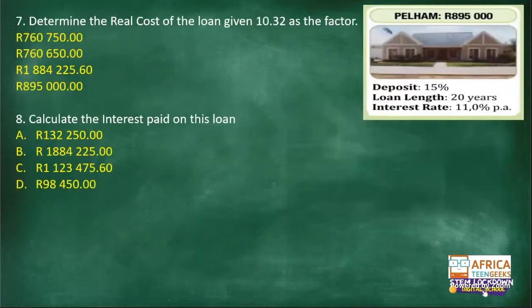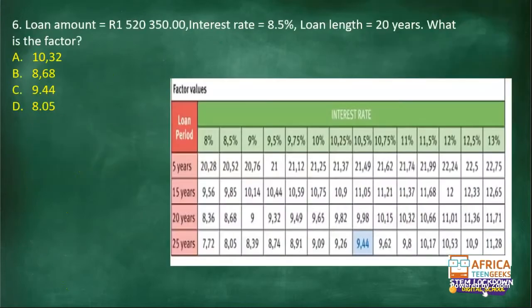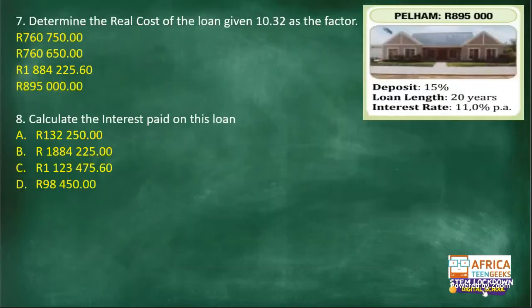All right. Now determine the real cost of the loan, that is, given the 10,32 as a factor. Determine the loan. So once again, if you go back to your table, you will be able to see that 10.2 lies between 10% and 10,25 there. So you should be able to use this value to calculate. Remember, the period is now still 20 years.